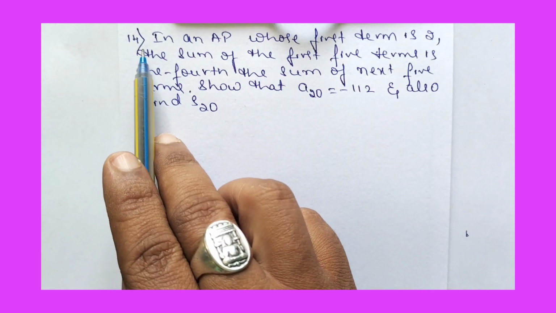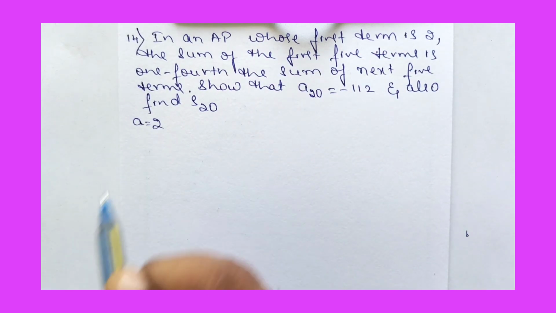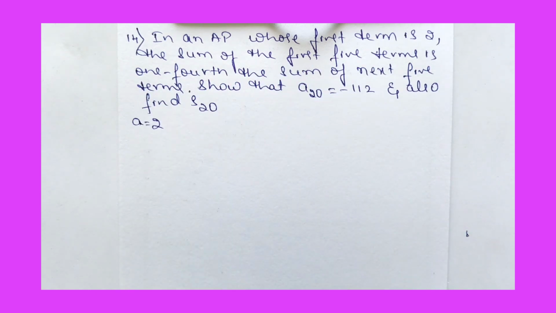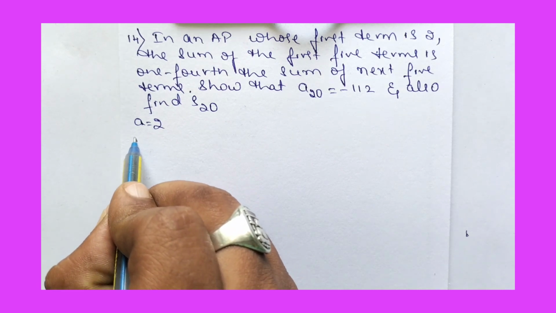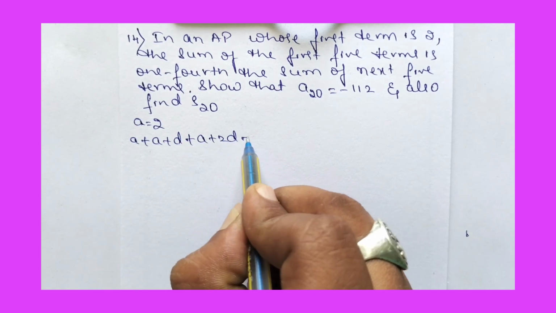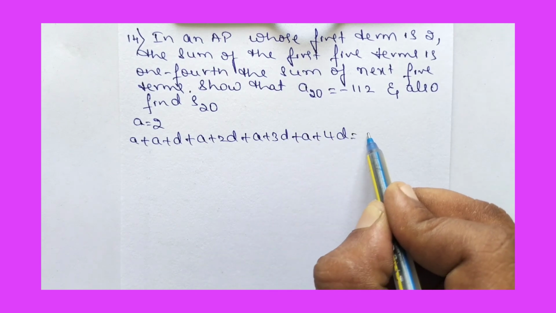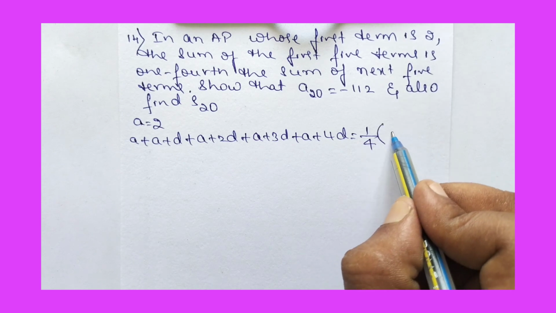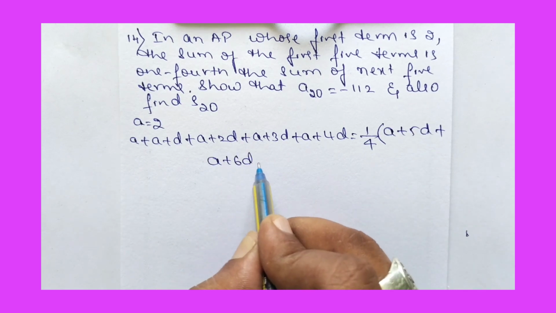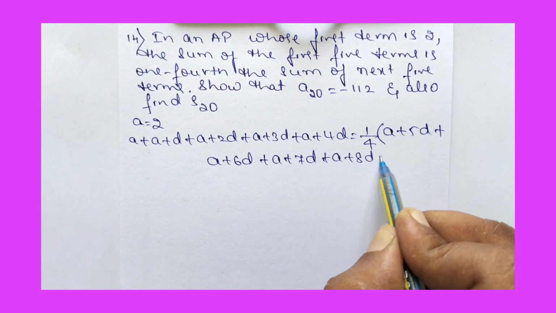So question number 14 is like this. In an AP whose first term is 2, so he has given a is equal to 2, the sum of the first 5 terms is 1/4 the sum of the next 5 terms. Let us write the sum of the first 5 terms: a plus (a plus d) plus (a plus 2d) plus (a plus 3d) plus (a plus 4d), which is equal to 1/4 of the next 5 terms. The next 5 terms are (a plus 5d) plus (a plus 6d) plus (a plus 7d) plus (a plus 8d) plus (a plus 9d).